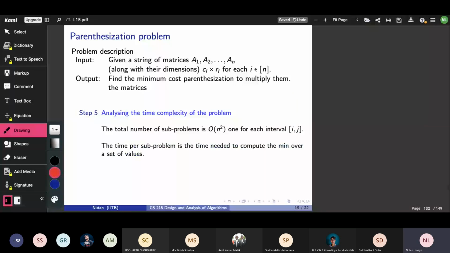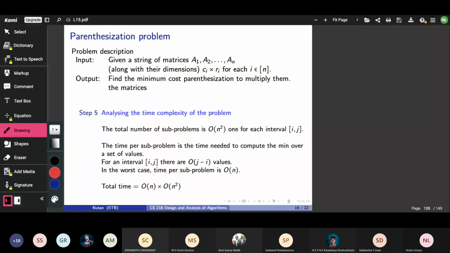And the time per subproblem is the time needed to compute the min over the set of values. For an interval ij, there are j minus i different values. Like I told you, for interval 1 to 7 in the previous picture, there are going to be 6 min values we get. Okay, and we have to find the min among them. That will take time O of the length of the interval. In the worst case, the time per subproblem is O of n. So the total amount of time is O of n cubed.